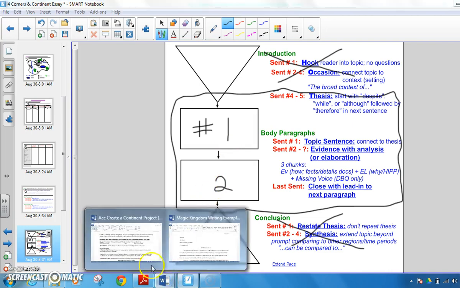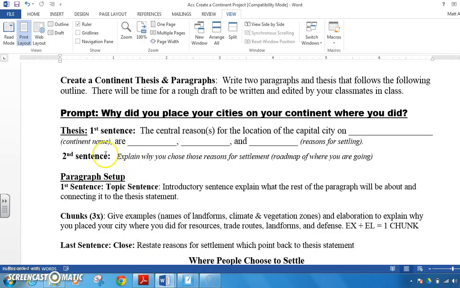So let's get back to our thesis prompt. Okay? There's 2 sentences in a thesis. That's all you're doing. And I'm actually going to ask you to directly put this down on your paper. It's a fill in the blank. The central reasons for the location of the capital city on, and this is where you're going to put your continent name, are... I want you to give your reasons for settlement here. Meaning, this is where you're going to fill out landforms, trade routes, resources, whatever your combined reasons for settling are for your cities. This is what you're going to list here.